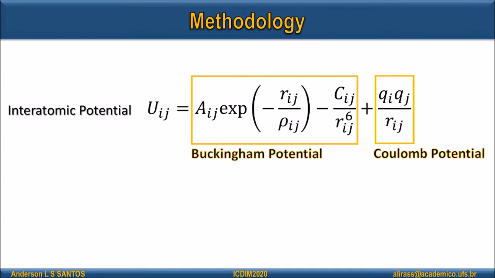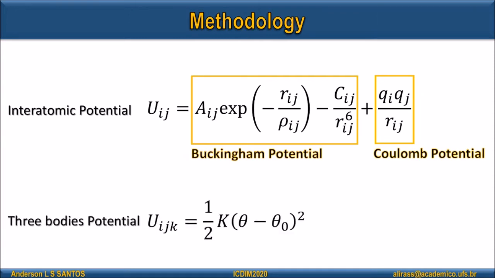Buckingham and Coulomb potentials were used to simulate the interactions of ions in the lattice. These potentials are commonly used to describe ionic and partially ionic solids. We use these kinds of potentials to describe interactions between rare earth ions and oxygen ions. The first equation represents the interatomic potential between two such ions. Additionally, we added three-body potentials to describe specifically the interactions between silicon and oxygen ions.